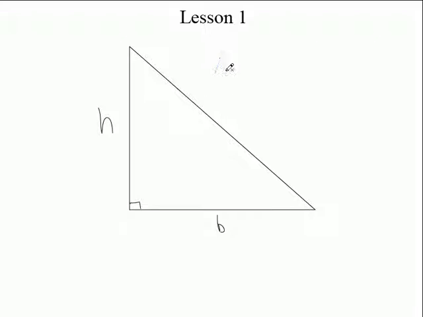So what is the area of a triangle? It's 1/2 the base times the height. Very good. Okay, that's the area of a triangle. I didn't do this, and I probably should have. Let me just do it real quick.